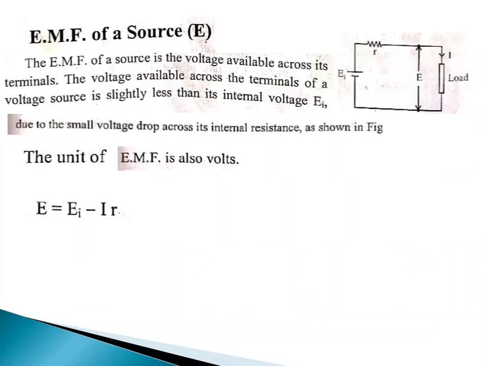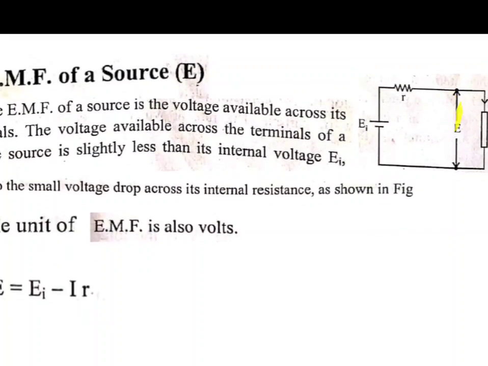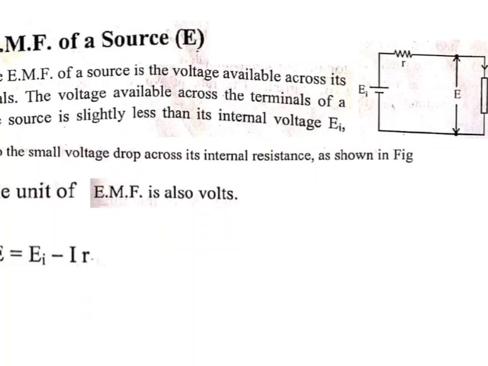Now let us discuss what is the EMF of a source. Electromotive force, it is EMF. EMF of a source is the voltage available across its terminal. The voltage available across the terminals of a voltage source is slightly less than the internal voltage. So this is the voltage across that, this is the internal voltage. The unit of EMF is also the volt.